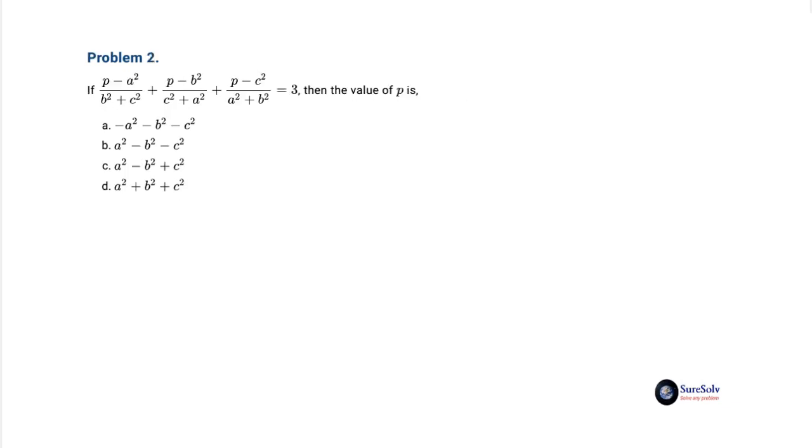Now we'll solve a simpler problem using the same pattern-based method. The second problem states, if p minus a square divided by b square plus c square plus p minus b square divided by c square plus a square plus p minus c square divided by a square plus b square equal to 3, then the value of p is option A, minus a square minus b square minus c square, option B, a square minus b square minus c square, option C, a square minus b square plus c square, and option D, a square plus b square plus c square.